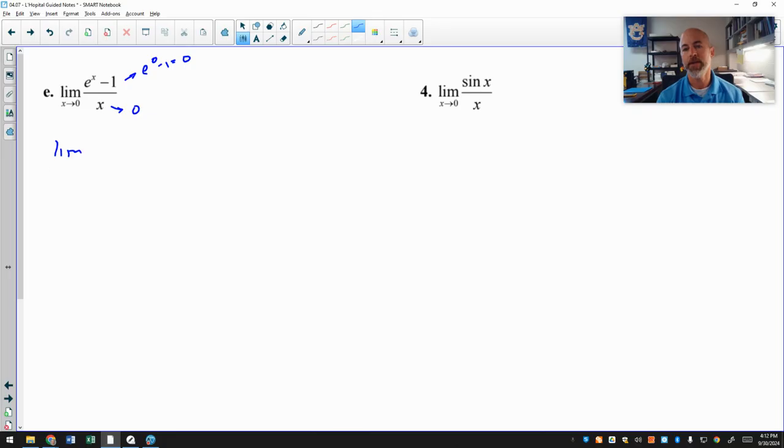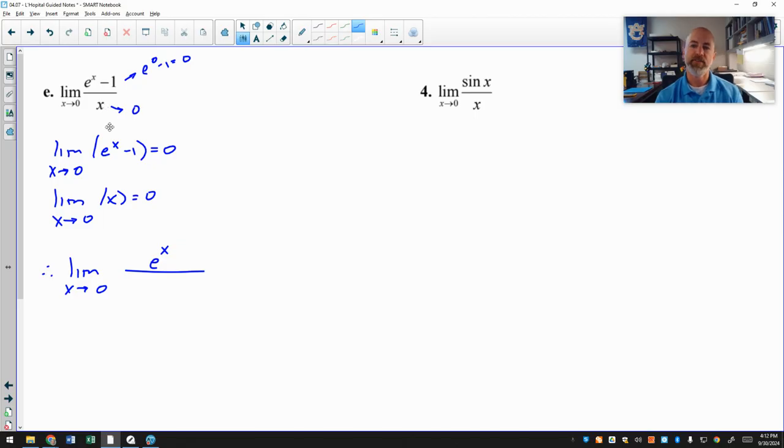So I'm going to go ahead and establish that through the formality of saying the limit as x approaches 0 of e to the x minus 1 is 0. The limit as x approaches 0 of x would also be 0. Therefore, we can apply L'Hopital's rule, and the original limit would be the limit of their derivatives. The derivative of e to the x minus 1 is e to the x. The derivative of x is 1. And if you plug in 0 for the remaining x, we have e to the 0 over 1, which is indeed 1.